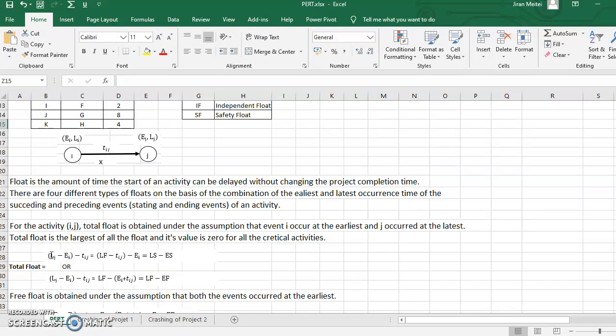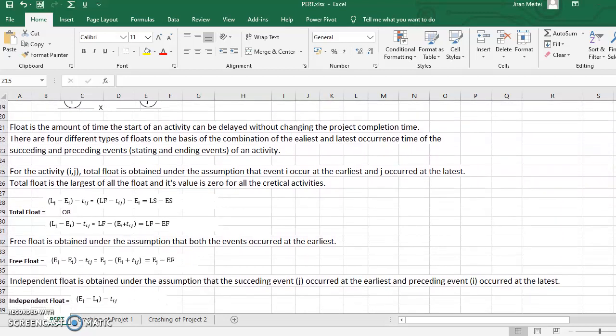So let's come back again. Your total float is going to be computed on the basis of the assumption that this is the succeeding event, and this is the preceding event of the activity X. So total float is going to be computed on the assumption that the succeeding event occurs at the latest and the preceding event occurs at the earliest. The total float of an activity is computed under the assumption that the event I, which is the preceding event, occurs at the earliest, and event J, which is the succeeding event, occurs at the latest. And this is how you find out a total float.